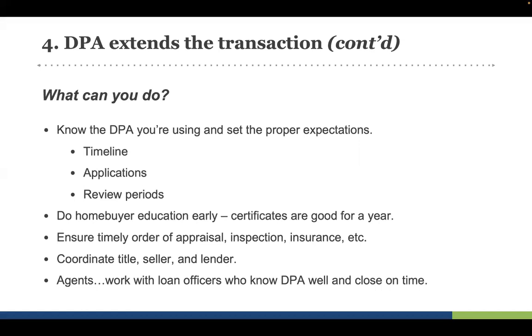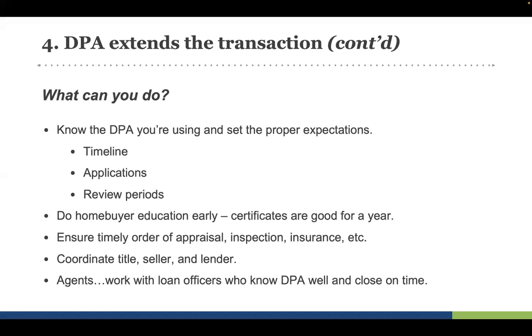And then, of course, ensure everything else is in order. I mentioned earlier, a lot of times the DPA gets blamed for causing a delay. Well, was the appraisal ordered in a timely manner? Were all the inspections done? Was insurance lined up and completed? Was title coordinated? Are the seller and the lender coordinated? There are so many other ways that a transaction can go wrong. Obviously, ensure that you smooth out those kinks.